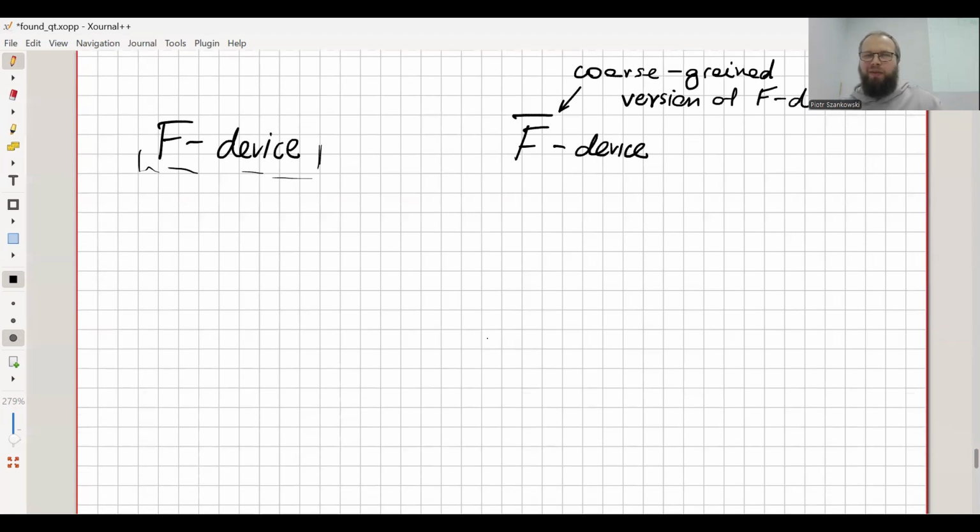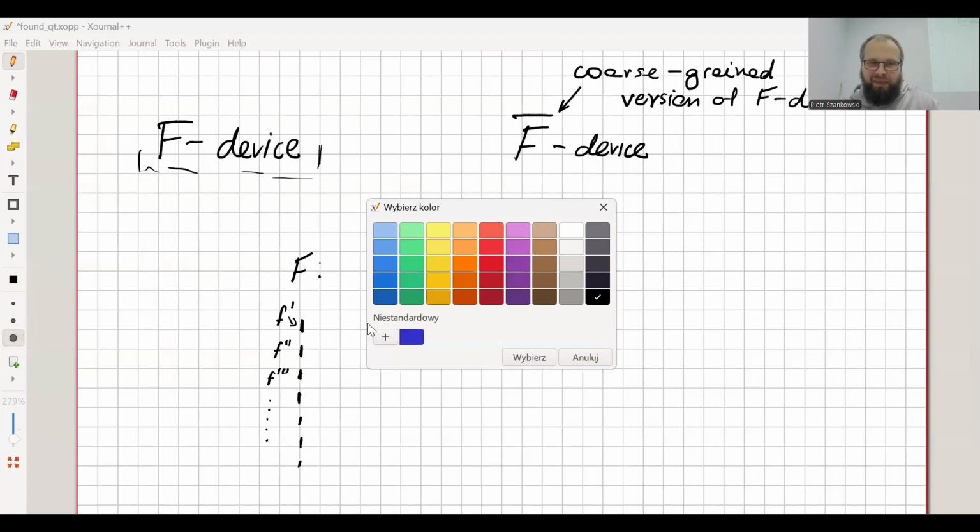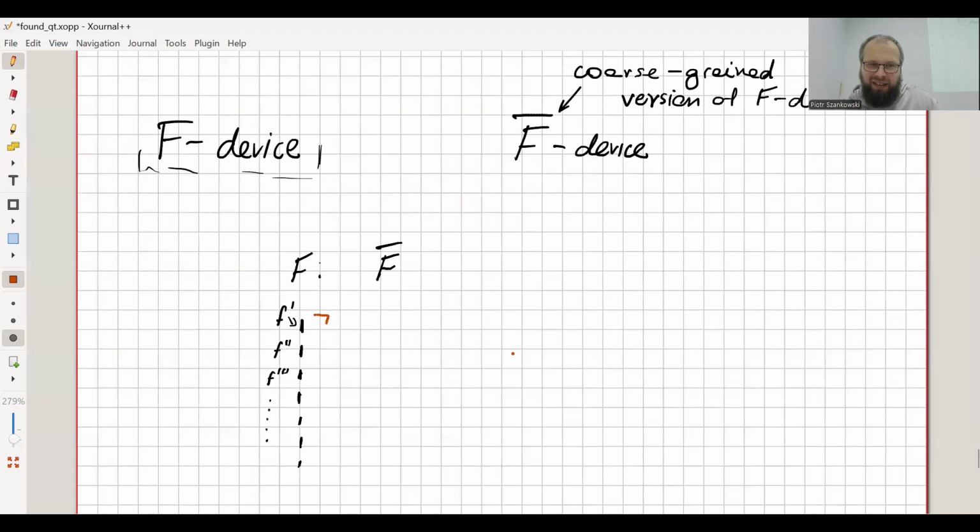So what do we mean by coarse-grained measurement? Like in pictures, right? This is where my intuition comes from. Imagine that the F device can resolve just a bunch of values, let's say F prime, F double prime, F triple prime, and so on. So F bar, I would imagine, when it does its measurements, clumps together certain fine-grained results. So that would be F bar prime, F bar double prime, and so on.